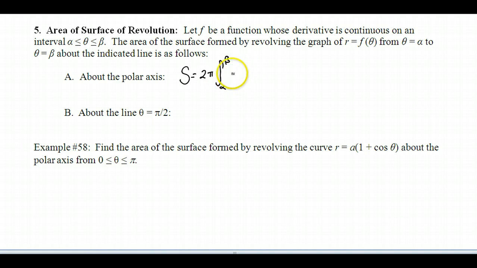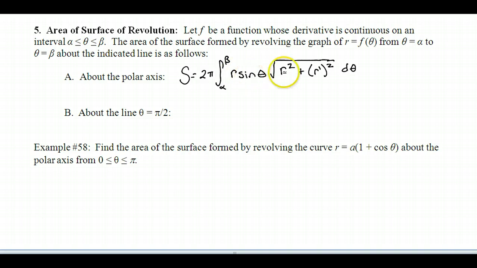And in this situation, we need our function. So whether you call it r, we'll write it as r. But we know r is equal to f of theta. And then this has to be times sine theta. Then it's multiplied by our arc length. So our function squared plus the derivative of our function squared, differential theta. So a lot of it is very similar.